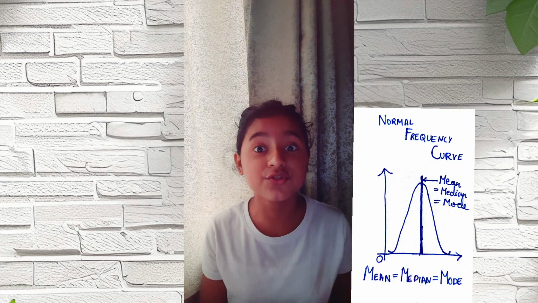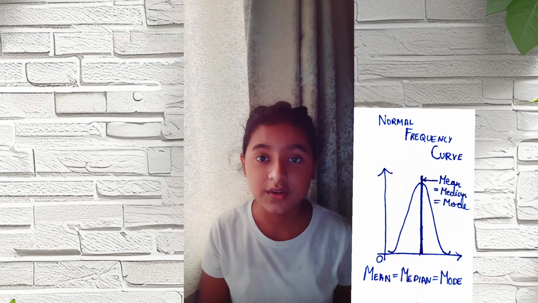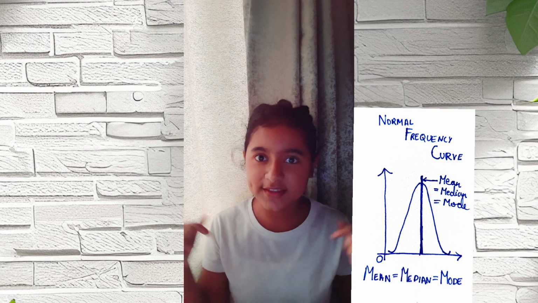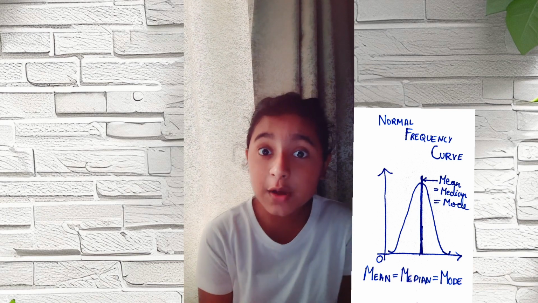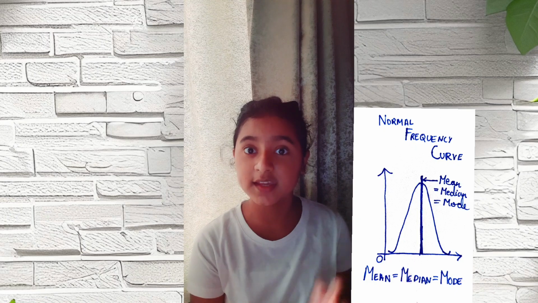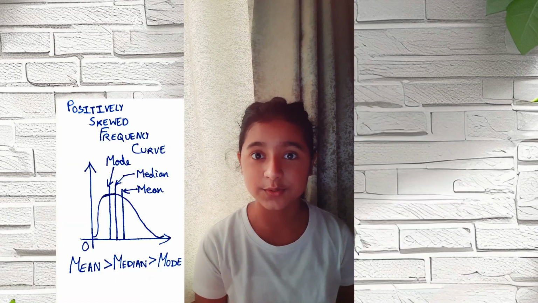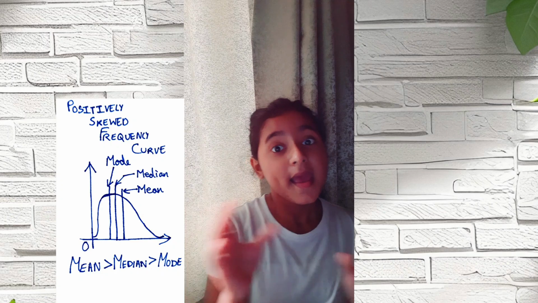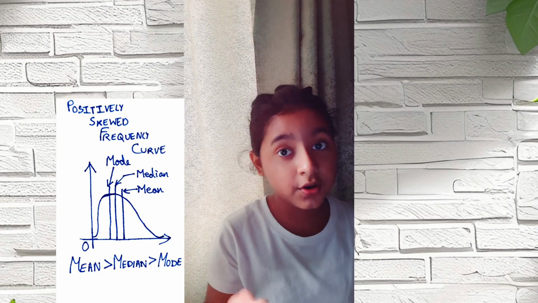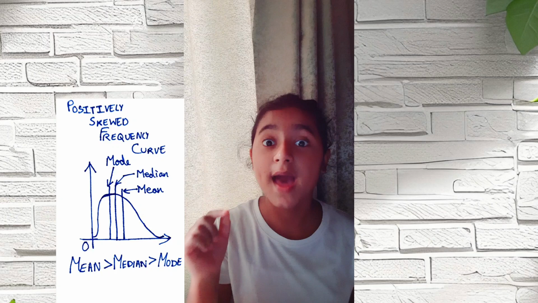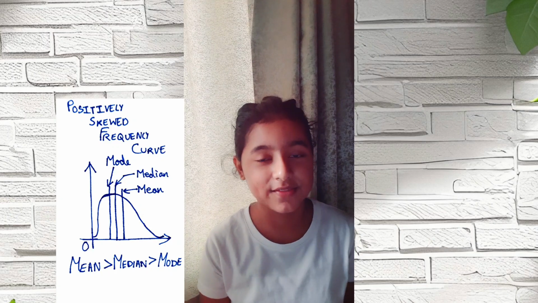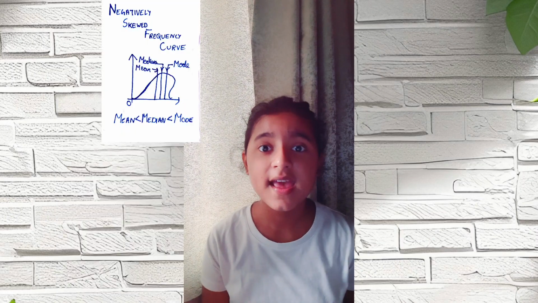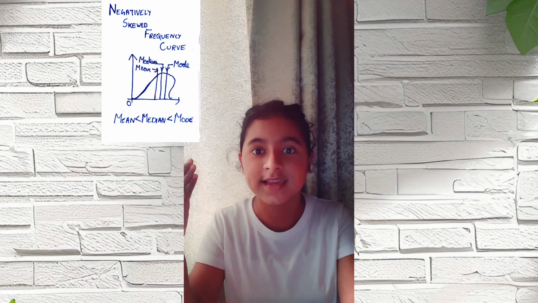Okay, so first of all, the normal distribution or the symmetrical distribution. A symmetrical frequency curve is often bell-shaped, and it's called so for a reason. Now the mean, median, and mode are all equal. In the positively skewed curve, the mean, median, and mode have a specific order: the mean is greater than the median, which is greater than the mode, and the opposite happens in the negatively skewed curve, as you can see above.